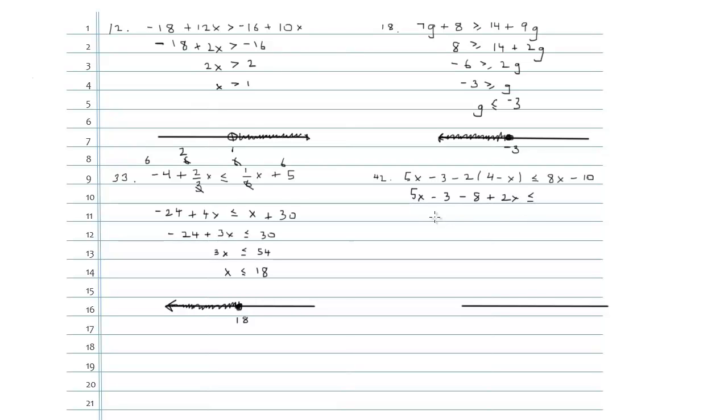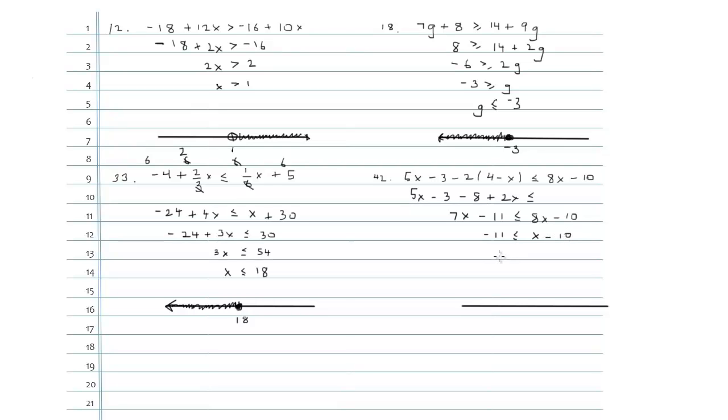I'm going to combine some like terms. I have a 5x and a 2x on the same side. A negative 3 and a negative 8 on the same side. And now I'm ready to solve. I'm going to take the 7x to the right-hand side because I like to remove the smaller number variable. Subtract 7x over here to this 8x, I have 1x.